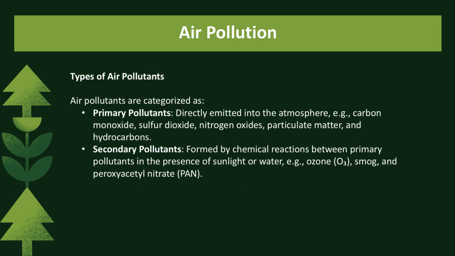Air pollutants are classified into two main categories. Primary pollutants are directly emitted into the atmosphere, like carbon monoxide and sulfur dioxide. Secondary pollutants, such as ozone and smog, form when primary pollutants react with sunlight or water in the atmosphere.